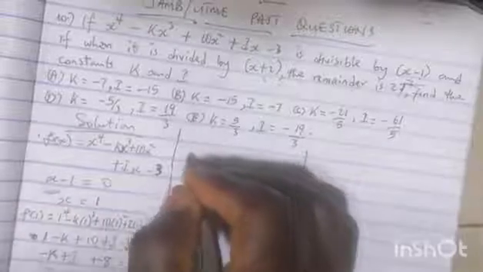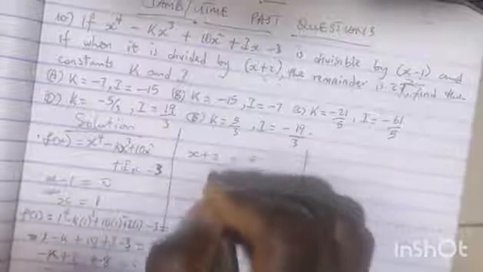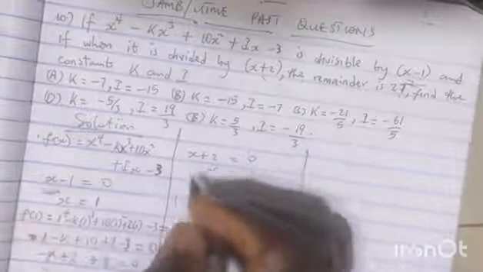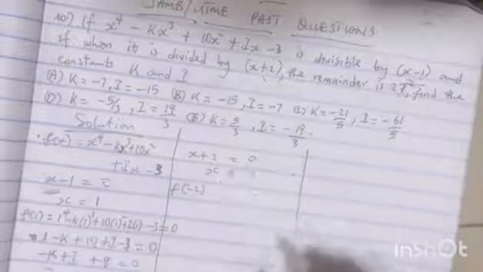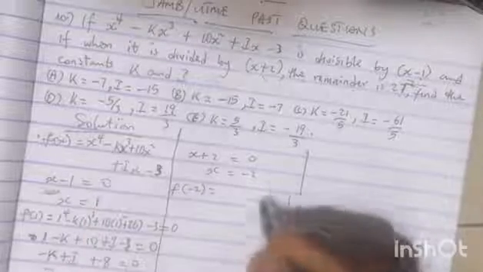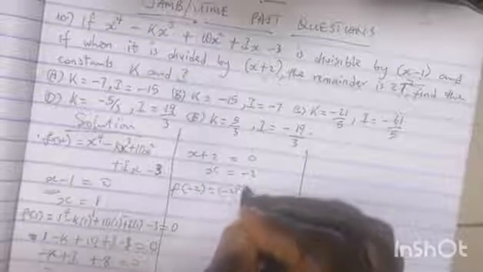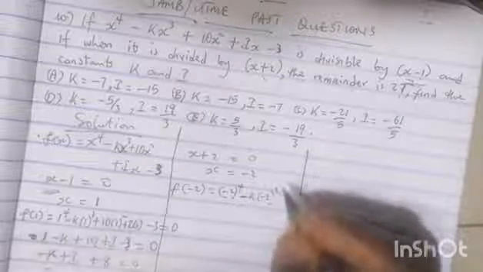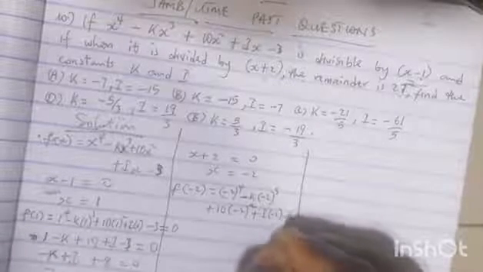So we can say we have x plus 2 equals 0. We find the zero. x equals minus 2. So definitely we'll do f of minus 2. So in this same polynomial, that will be minus 2 raised to power 4 minus k bracket minus 2 raised to power 3 plus 10 bracket minus 2 raised to power 2 plus l bracket minus 2 minus 3. Okay, that's all we have.